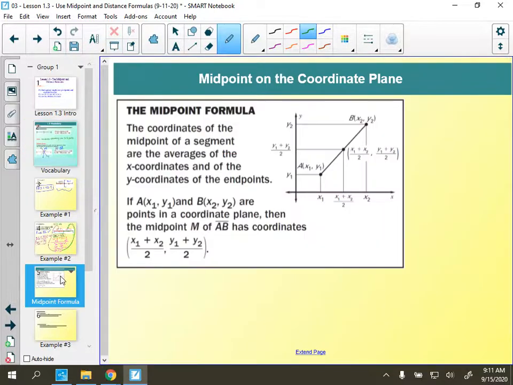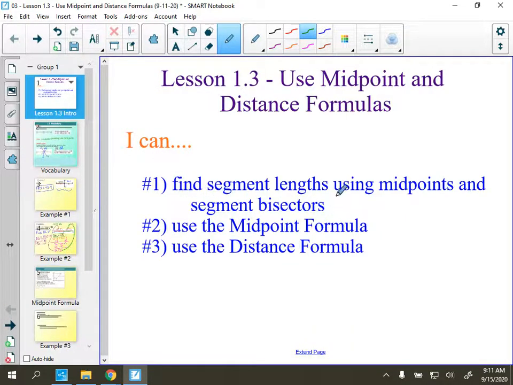All right. So the next thing we'll look at here is those formulas, right? So I think hopefully we can find segment lengths using midpoints and bisectors, a little bit of algebra based. Really the last part of the lesson is to get to know, or reacquaint ourselves, or familiarize with these formulas and how do we use them.